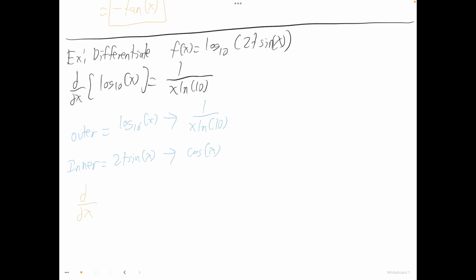So then the derivative f prime of x is going to be the derivative of the outer function evaluated at the inner function. So 1 over x ln of 10, but x gets replaced by our inner function, which is 2 plus sine of x, times ln of 10. And then multiply that by the derivative of the inner function, which is cosine of x. And so we get an answer here of cosine of x divided by (2 plus sine of x) ln of 10.